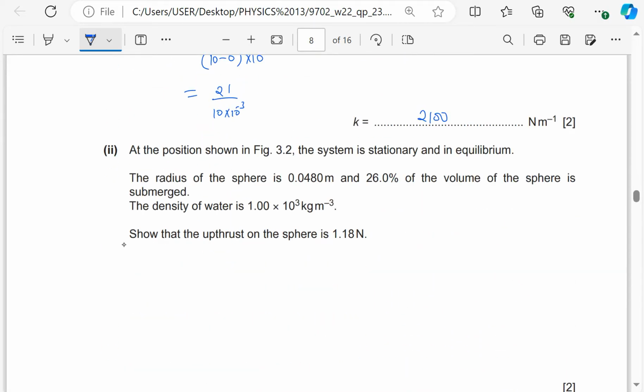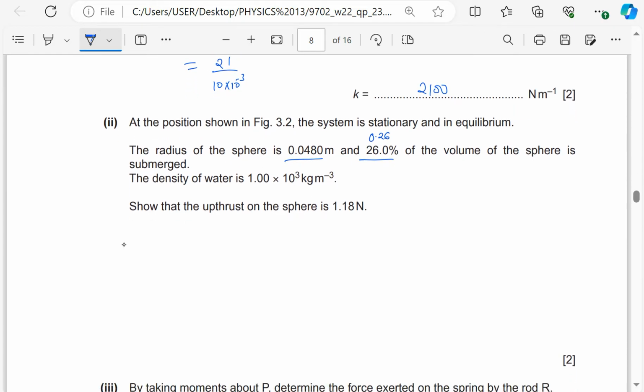At the position shown in the figure 3.2, the system is stationary and in equilibrium. The radius of the sphere is 0.048 and 26% of the volume of the sphere is submerged. 26% is 0.26 of the volume of the sphere which is submerged. The density of water is 1000 kilograms per meter cubed. Show that the upthrust on the sphere is 1.18 newtons.